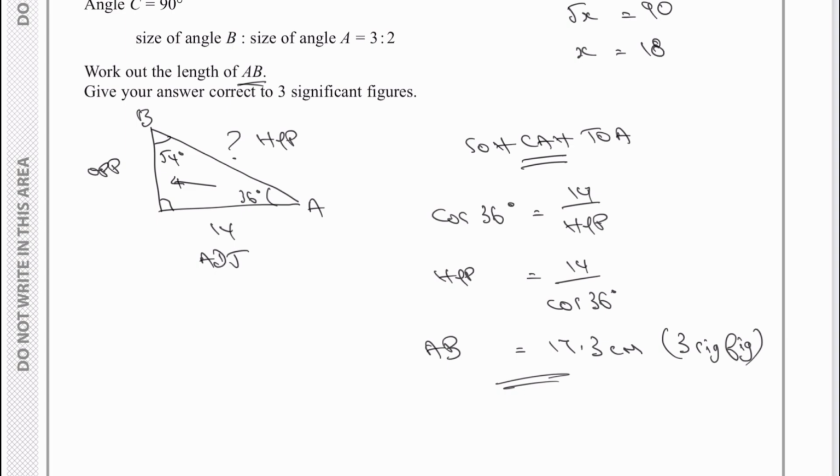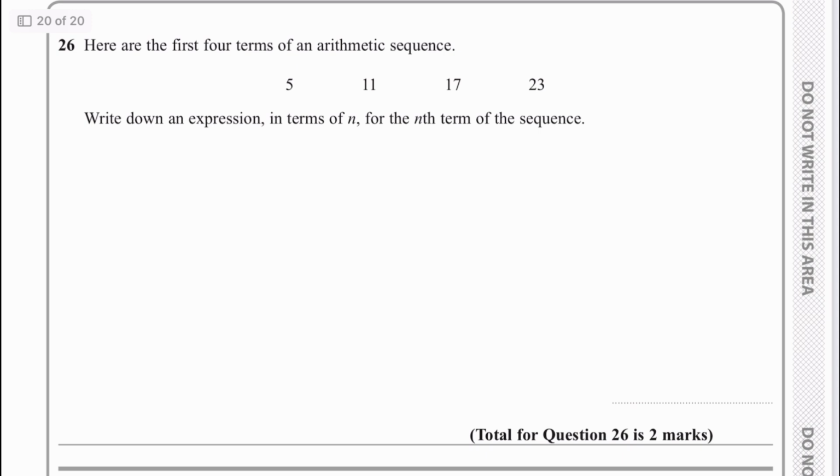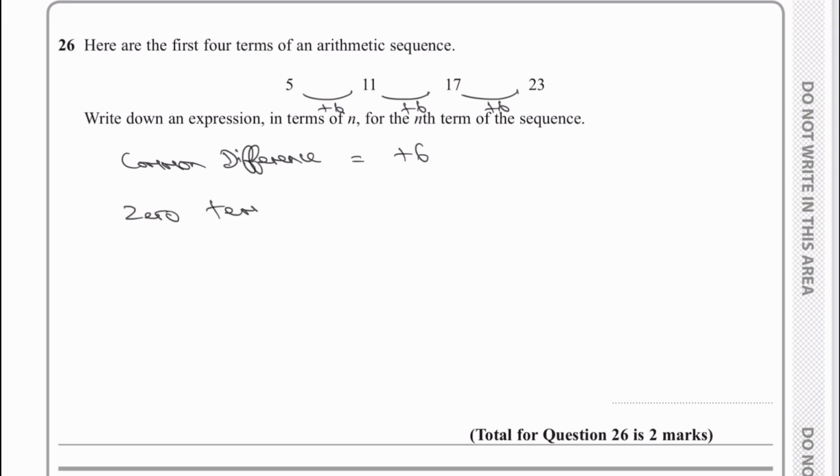Okay, the very final question in this particular paper is going to be an arithmetic sequence. These are not too bad really. It's only a 2-mark question, because the common difference here is going to be +6, and I need 2 things for an arithmetic sequence. I need to know the common difference, which is going to be, as I mentioned, +6. Sometimes it's a negative number, but it's positive in this sequence. And then I also need to know something called the 0 term.